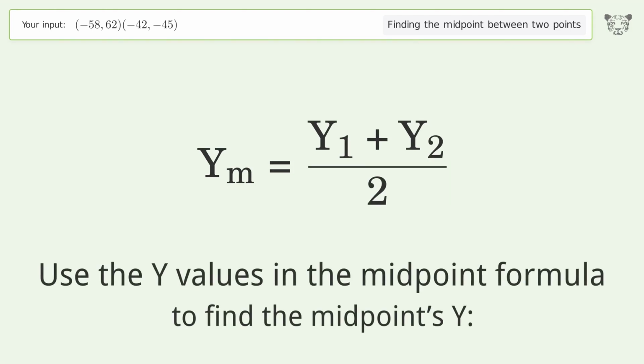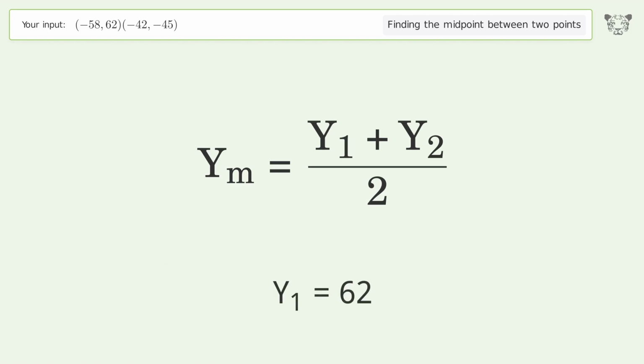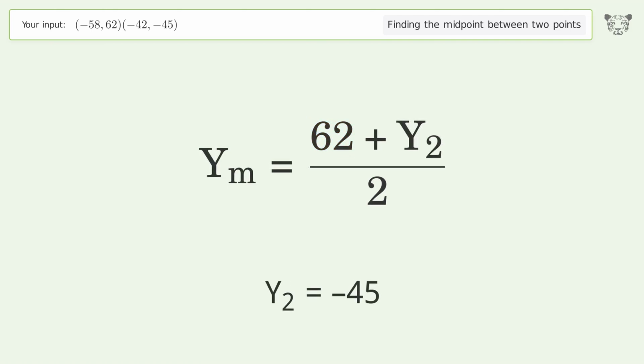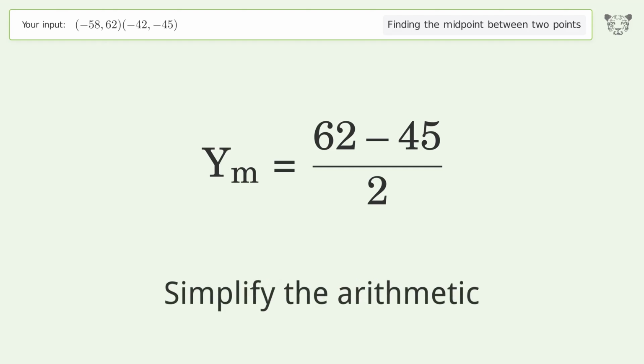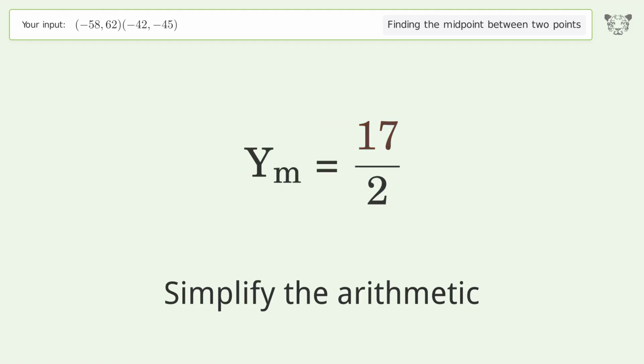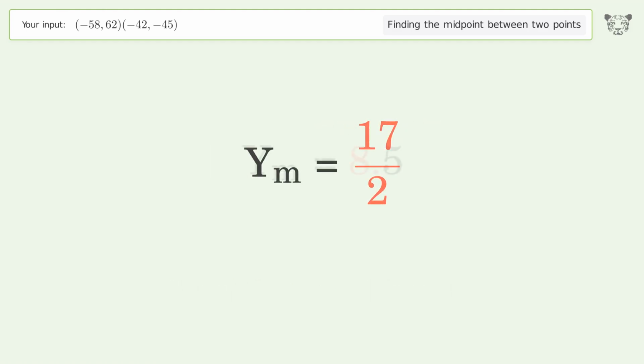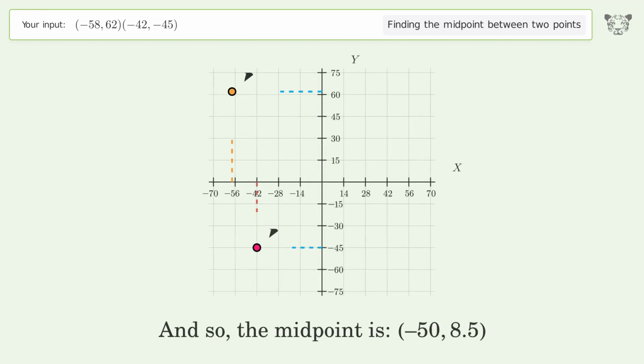Use the y values in the midpoint formula to find the midpoint's y. y1 equals 62. y2 equals negative 45. Simplify the arithmetic. And so, the midpoint is, negative 50, 8.5.